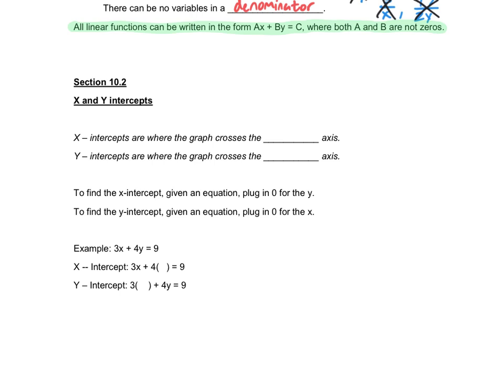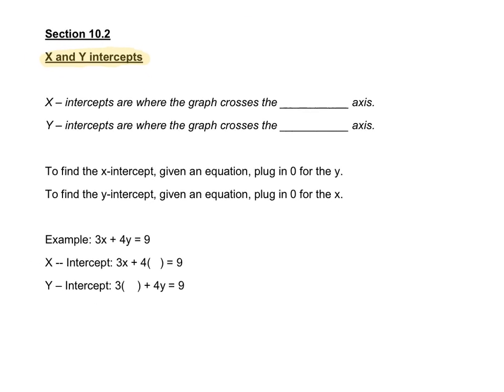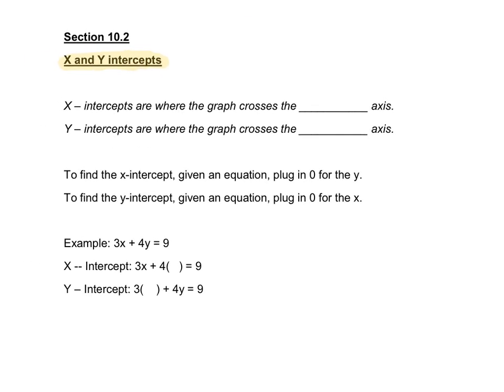All right? Now, the last thing that we're going to look at today and talk about are your x and y intercepts. Okay? X and y intercepts are kind of cool things, and we're going to talk about what they actually are. X-intercepts are where the graph crosses the x-axis.